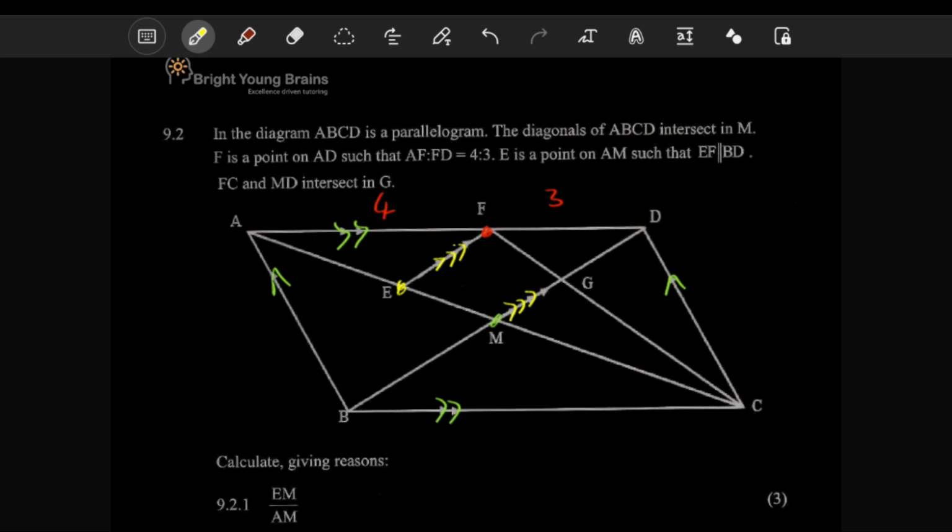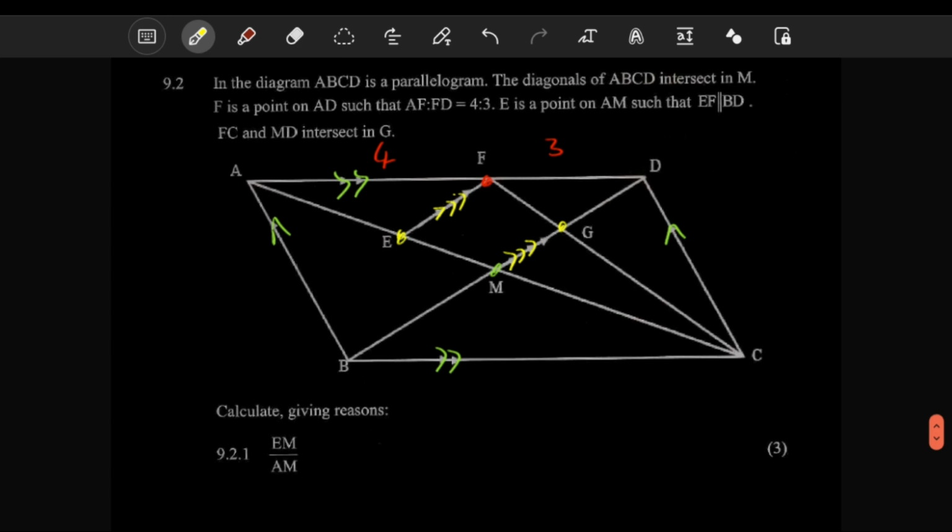So here it says FC, and FC and MD intersect at G. Sometimes these questions seem like you're given too many things, but it's okay. For 3 marks, they just said we should get the ratio, with reasons, of EM over AM.